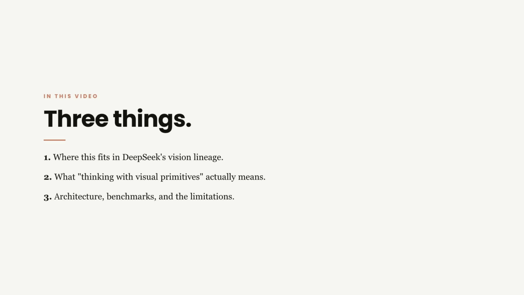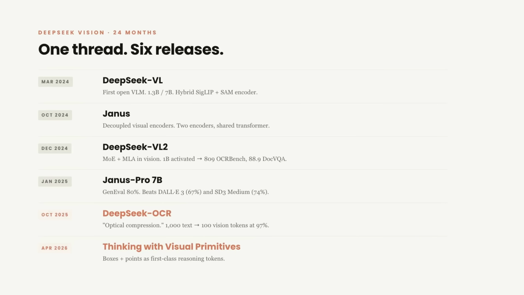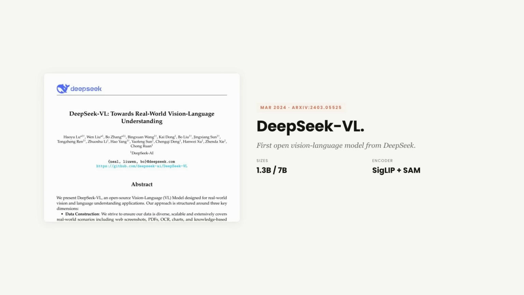DeepSeek has shipped roughly 7 vision-related models in the last 24 months. Back in March of 2024, they put out DeepSeek VL. It was a small, modest pair of 1.3 and 7 billion parameter models. They were using a hybrid SigLIP and SAM encoder, which was nothing flashy at the time, but it set the foundation.